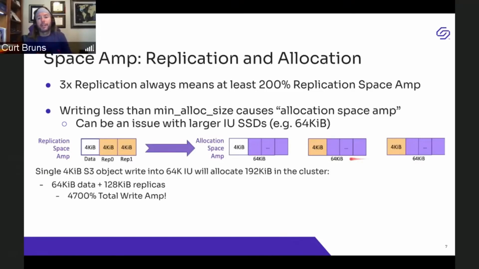That's going to allocate 3 different areas to write, and all of them will be 64K each. So a single 4K object allocates 192K total. And if you do just the 64K of data plus 128K of the replicas, that's 47 times more data than you needed, you allocated 47 times more than you actually needed. Again, this is not common because you probably won't be writing just small 4K objects, but it is a potential problem with these larger IU drives.